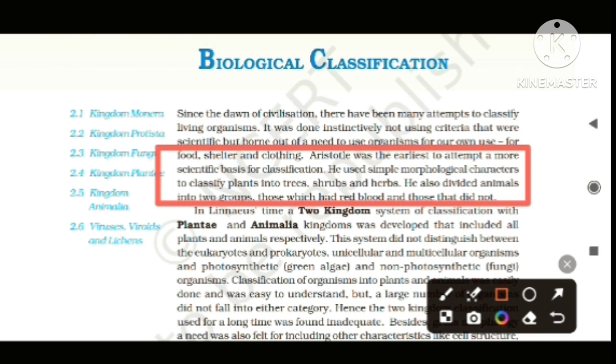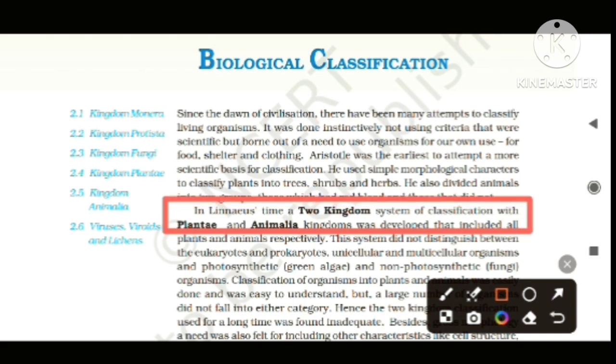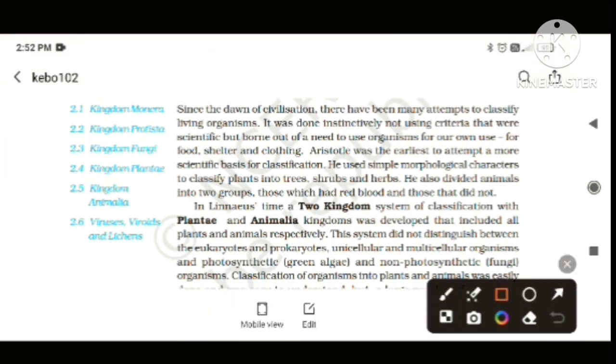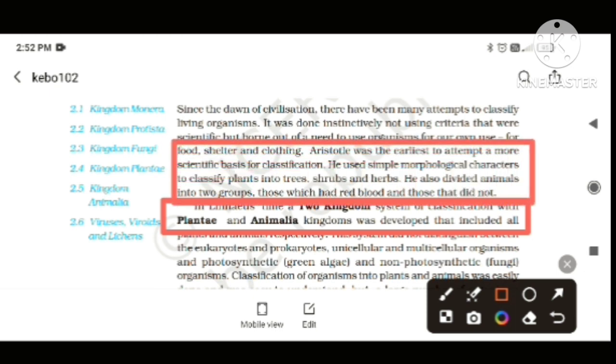In Linnaeus' system, a two kingdom system of classification with Plantae and Animalia was developed that included all plants and animals respectively. Linnaeus mentioned two kingdoms only, Plantae and Animalia. Yes, clear. Take a screenshot. I will move next.